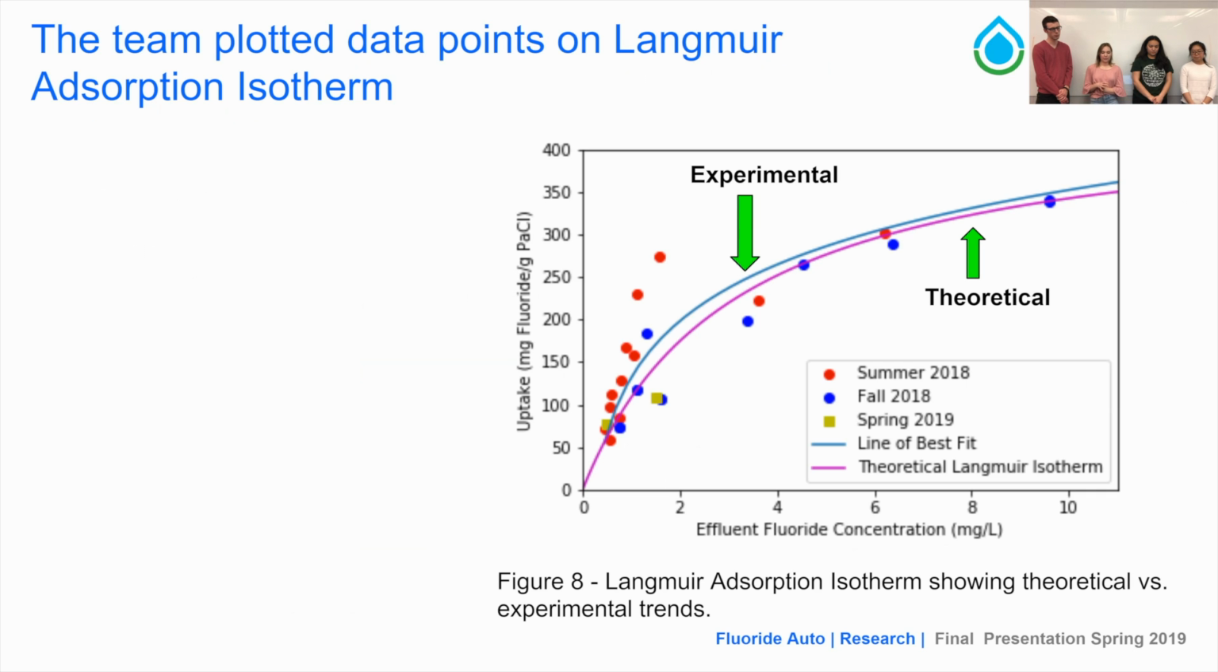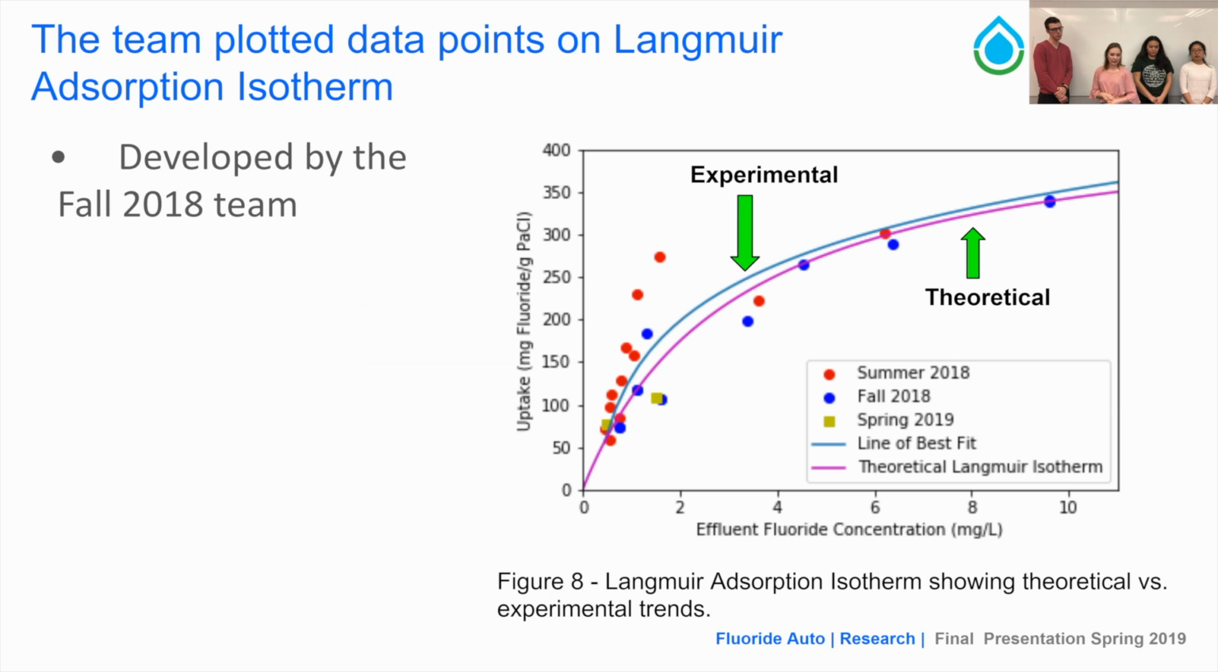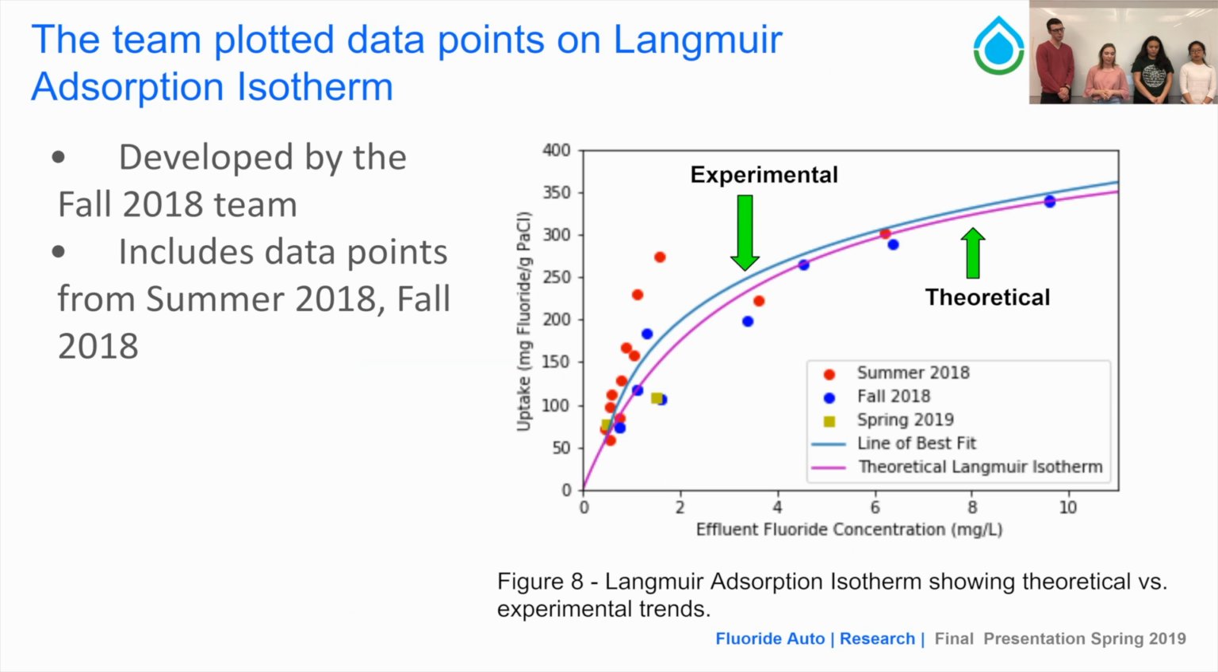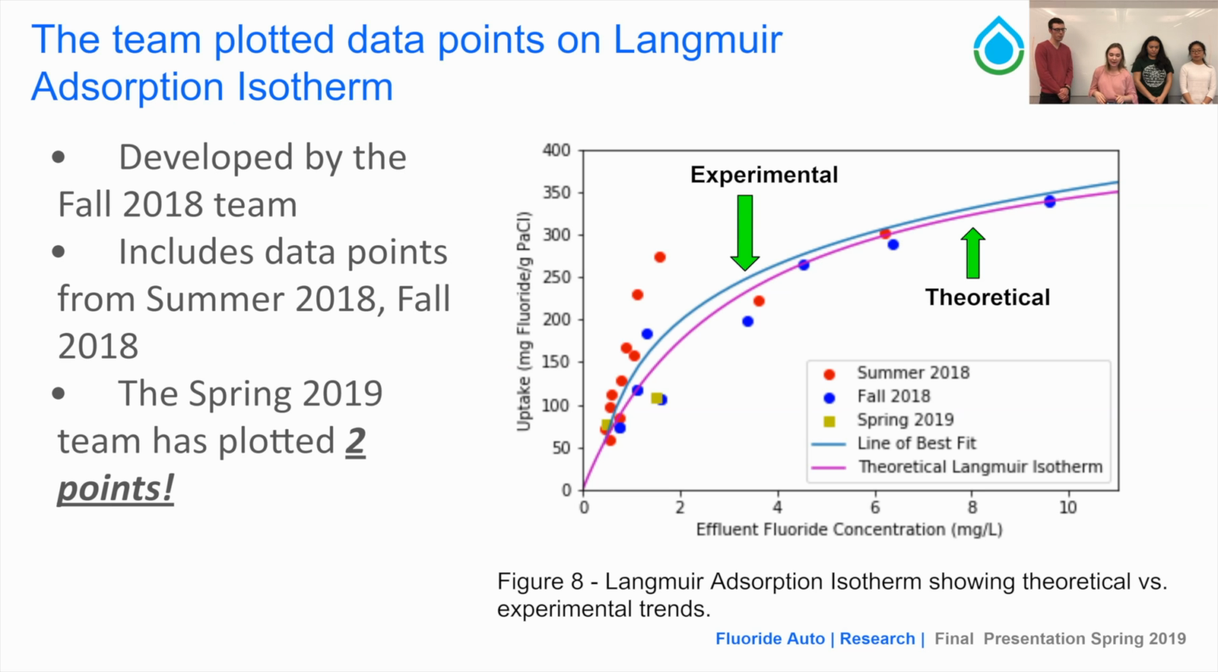So as we continue to collect experimental data, we have been plotting this data on the linear adsorption isotherm. This isotherm was developed by the fall 2018 team, and it has data on it from summer 2018, fall 2018, and now spring 2019. However, we have faced many issues this semester, so we only have 2 points on the isotherm from this semester.